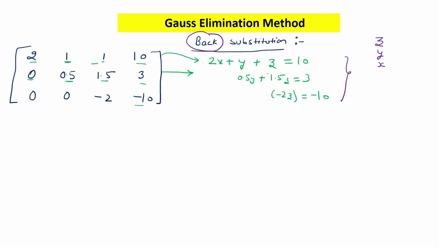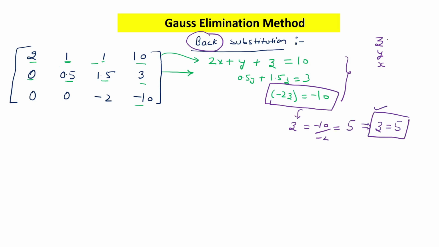While you are finding these x, y and z, what will be the first value that you will get from these three equations? You will get the value of z, because this is the third equation that you can simply solve. So z equals minus 10 upon minus 2, so that will be 5. So you got the value of one variable. Now our z is done. Now you will put the value of z that you got from this equation into the previous equation. Then you can simply find the value of y.